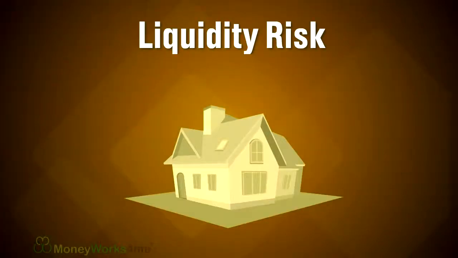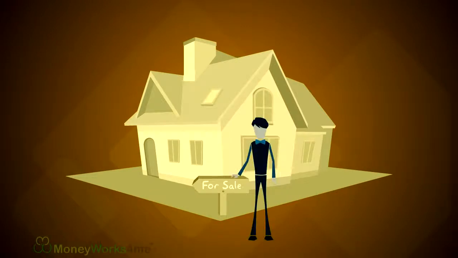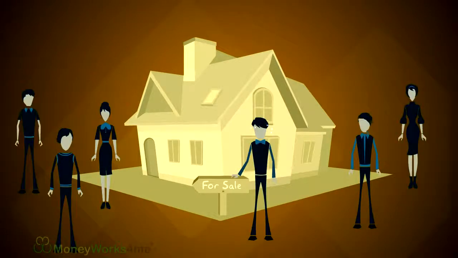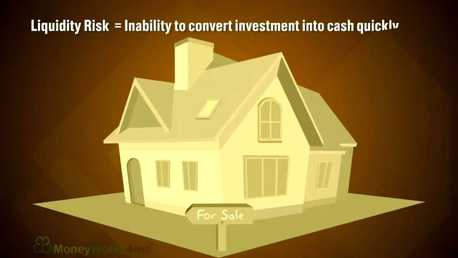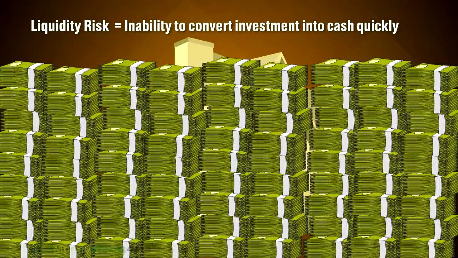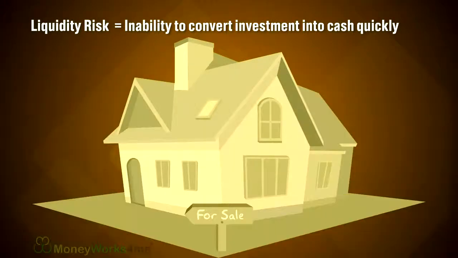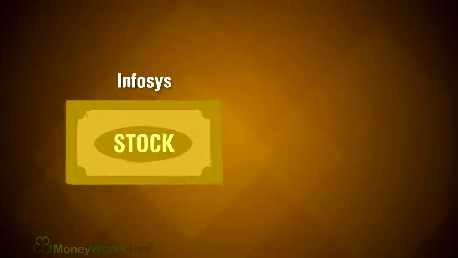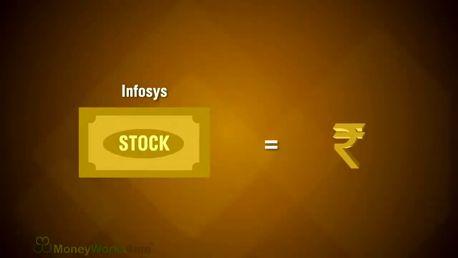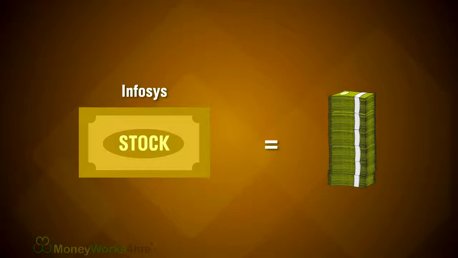Liquidity risks. Have you ever tried selling a house? It can be a time and energy-consuming process. So, the second type of risk you face is liquidity risk. It is the risk that you might not be able to convert your investment into cash quickly enough. With real estate, it could take you a long time. But to convert your Infosys stock into cash, it might take you just seconds.